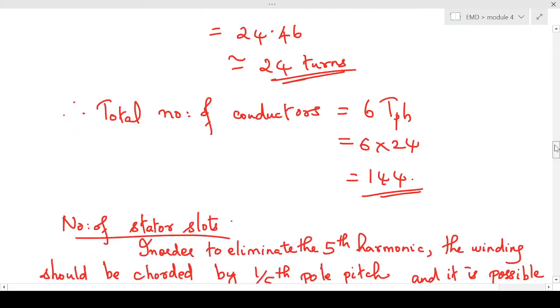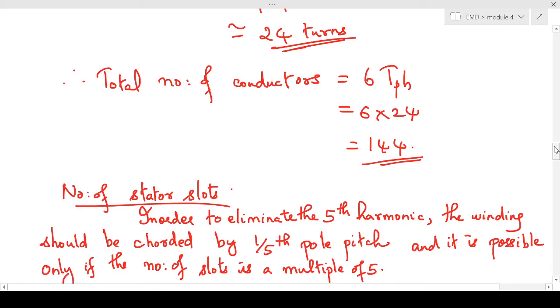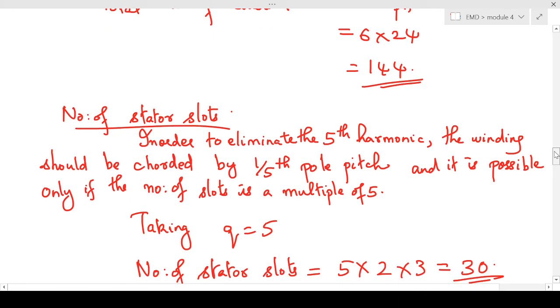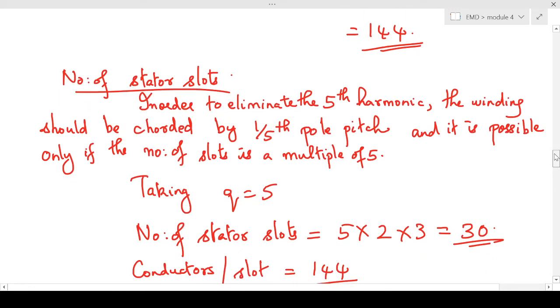Now we are going to design the number of stator slots. In the question it is mentioned that we have to eliminate the fifth harmonic. So the winding should be chorded by 1/5 pole pitch, and it is possible only if the number of slots is a multiple of 5. So we can choose the number of slots per pole per phase as equal to 5. So the number of stator slots will be equal to 5 into number of poles, which is 2, into number of phases, which is 3, that is equal to 30.